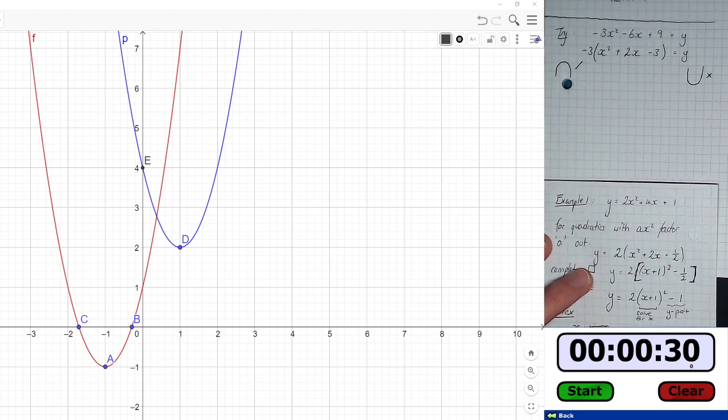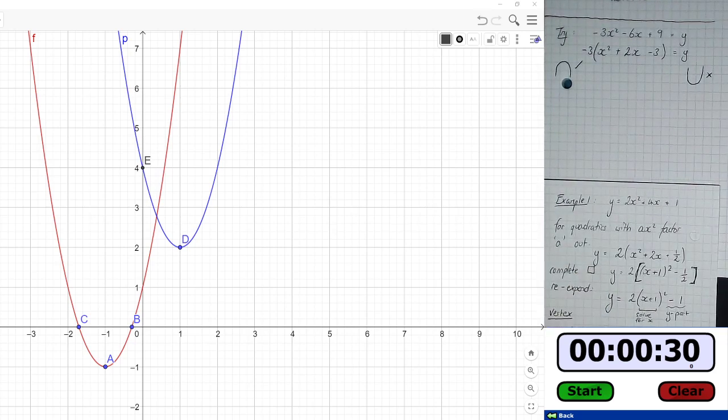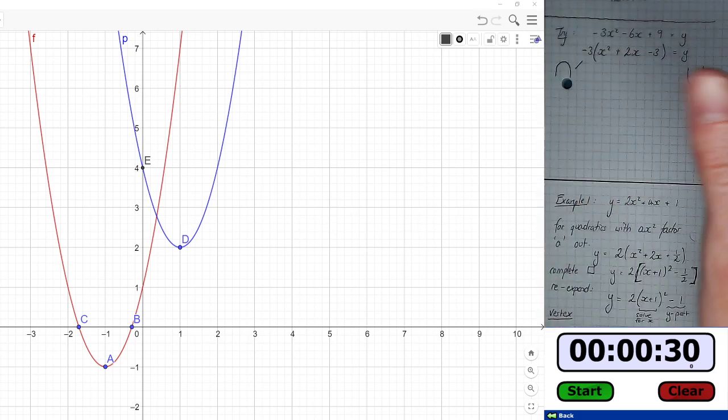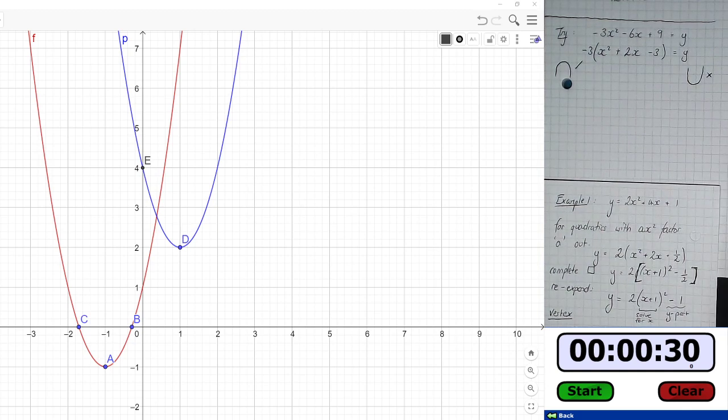So, your challenge is to try and figure out where's its vertex, where are its roots, if it has any, and we'll throw in, can you find its y-intercept as well? And its y-intercept will be when x is equal to 0.